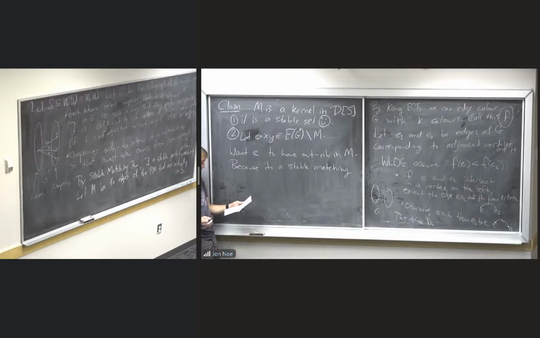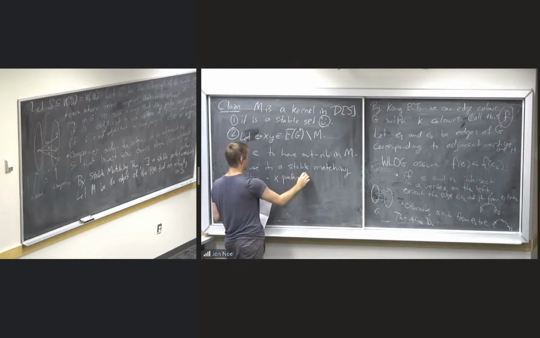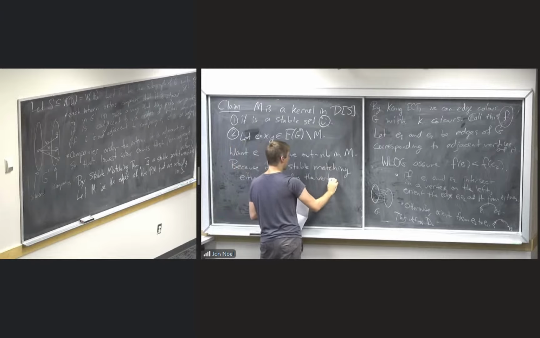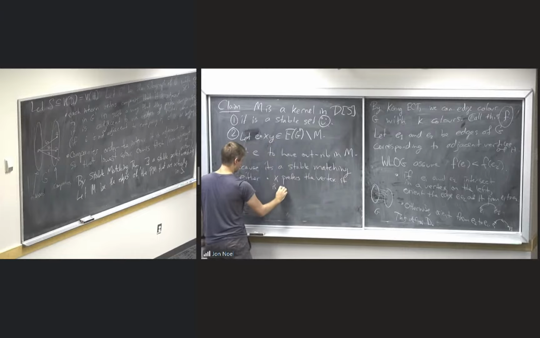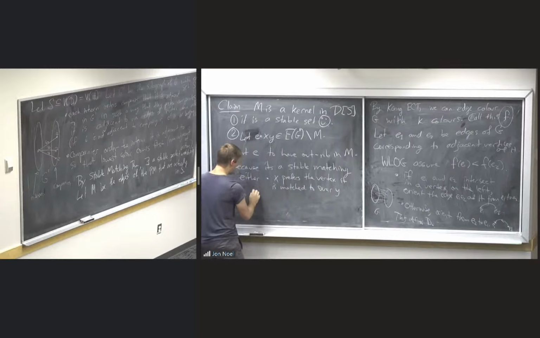Okay. This is an edge that's not in the matching. So it can't be the case that X prefers Y over the thing it's matched to and Y prefers X over the thing it's matched to, because then these two would run away together and it would be unstable. So either X prefers the vertex it's matched to over Y, or Y prefers the vertex it's matched to over X.